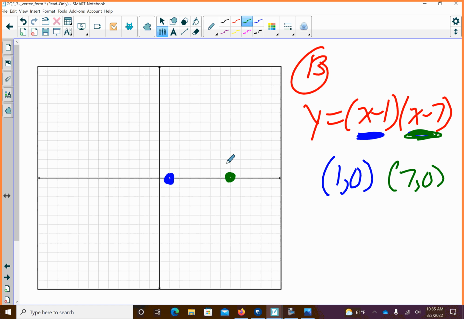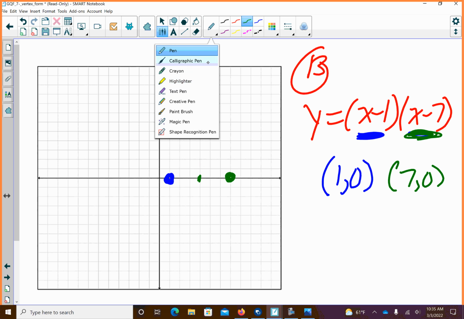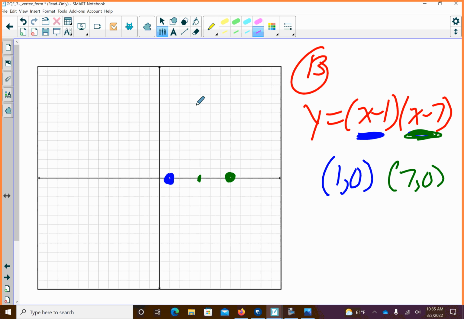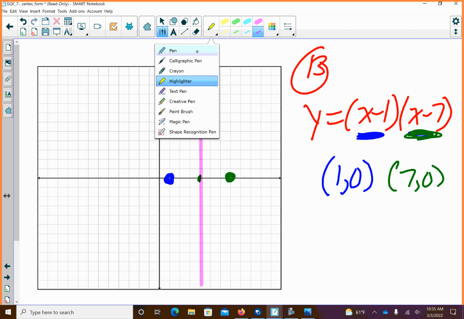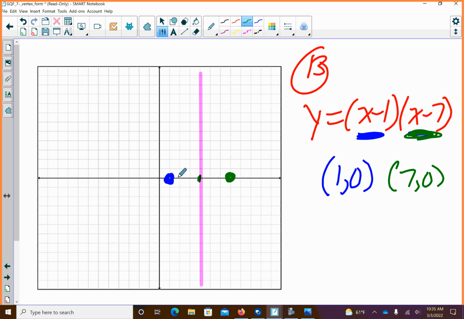All right. So we decided their distance was 6 apart. So that means 6 divided by 2 is 3. So from the green dot, go left 3. From the blue dot, go right 3. And you should wind up about there. So there's my axis of symmetry. So that is 1, 2, 3, 4. That's 4 in that direction. So I know my vertex is going to be at 4 comma something.